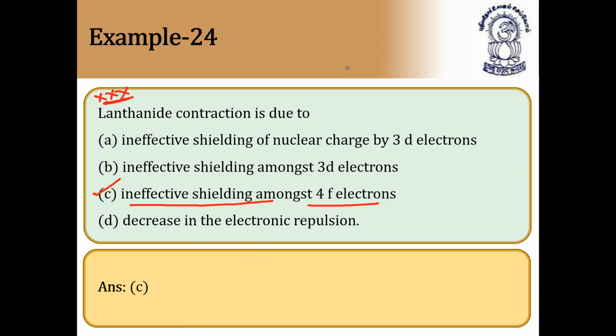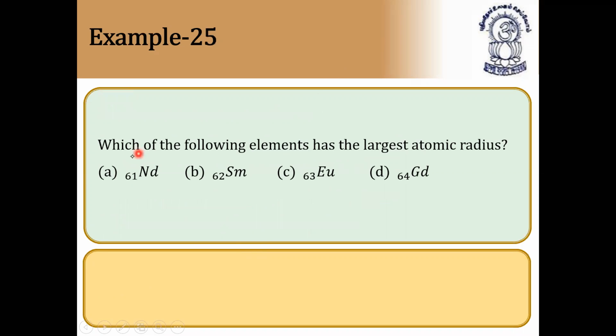Next question. Which of the following elements has the largest atomic radius? Radius depends upon the atomic number, but here we have neodymium, samarium, europium, and gadolinium. Europium could be the answer, because europium has the largest atomic radius since it contains atomic number 63, meaning a 4f7 configuration in the ground state only. So that's why it has the largest atomic radius. That's why the atomic numbers are very important to remember.